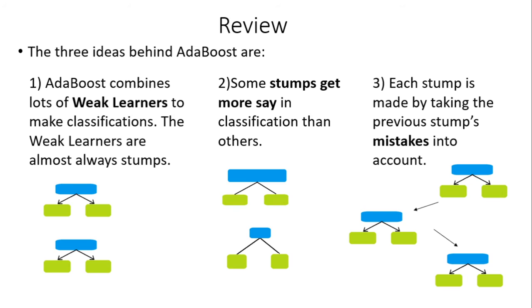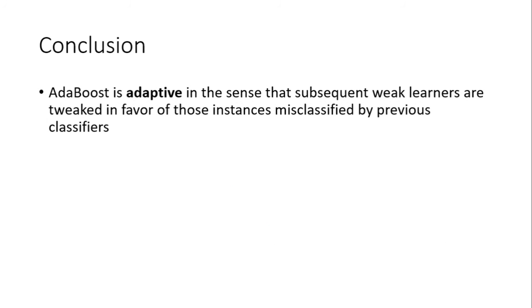That is, the order of creation matters, and we have a feedback system so that the final result will depend on the order of each stump created. Conclusion: Adaboost is called adaptive in the sense that subsequent weak learners or stumps are tweaked in favor of those instances misclassified by previous classifiers. That means instances misclassified corresponds to the errors made by the previous stump.